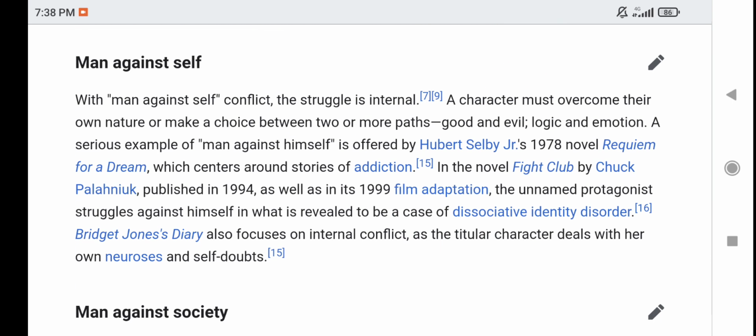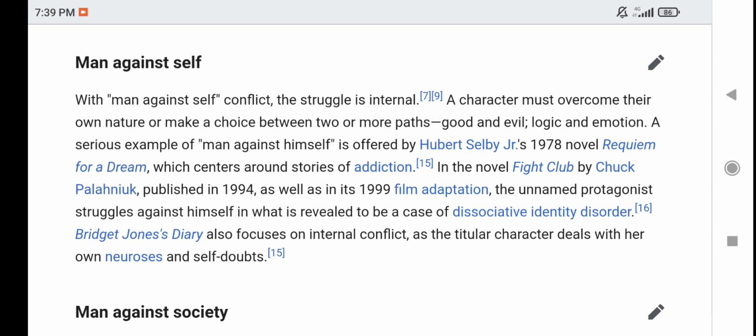Man against self. With man against self conflict, the struggle is internal. A character must overcome their own nature or make a choice between two or more paths: good and evil, logic and emotions. A serious example of man against himself is offered by Hubert Selby Jr.'s 1978 novel Requiem for a Dream, which centers around a story of addiction.